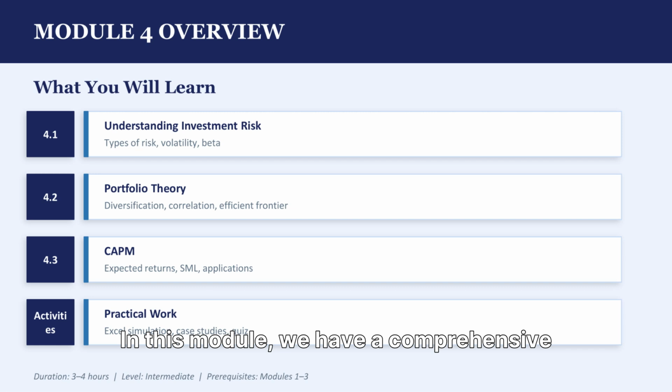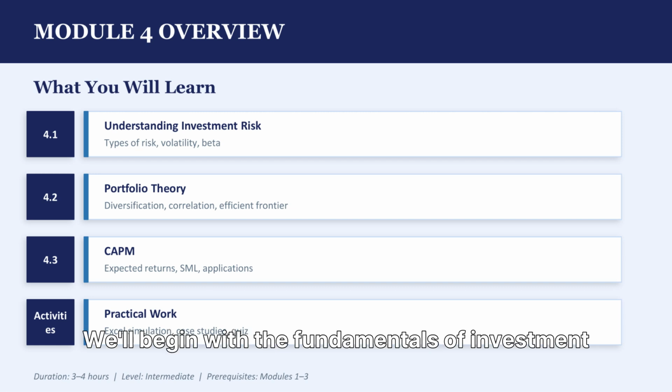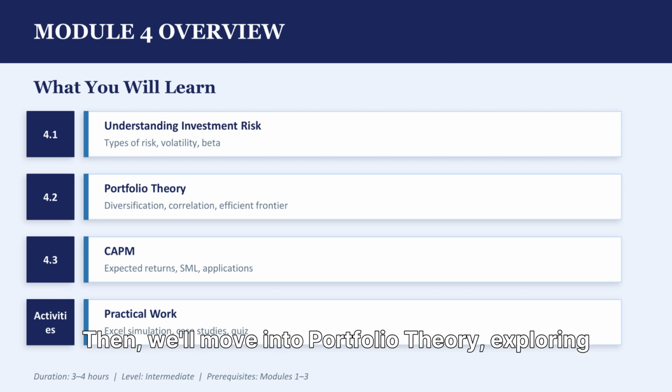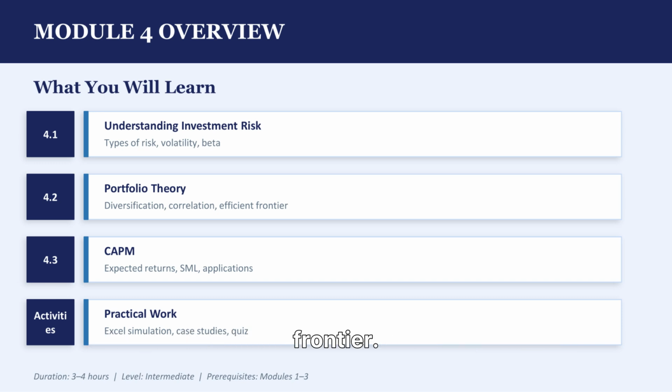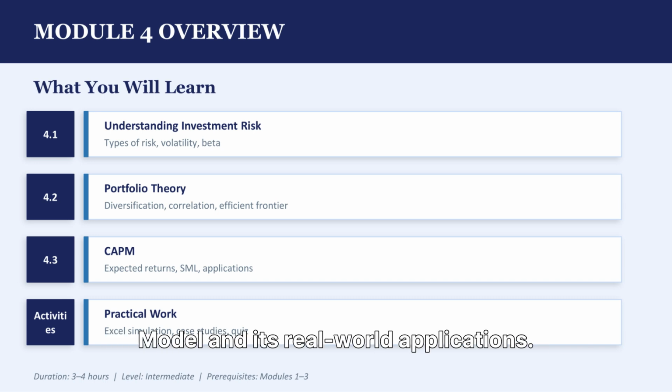In this module, we have a comprehensive agenda. We'll begin with the fundamentals of investment risk, looking at volatility and beta. Then, we'll move into portfolio theory, exploring the power of diversification and the efficient frontier. Finally, we'll master the capital asset pricing model and its real-world applications.